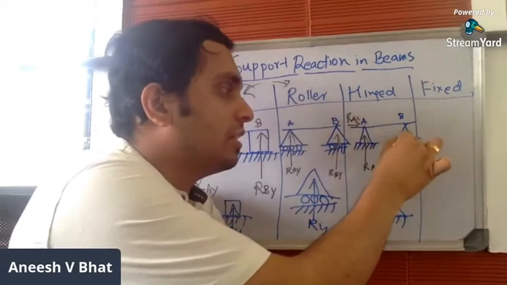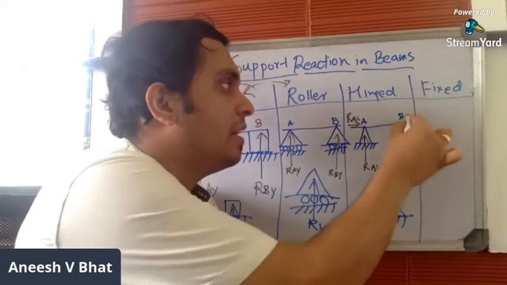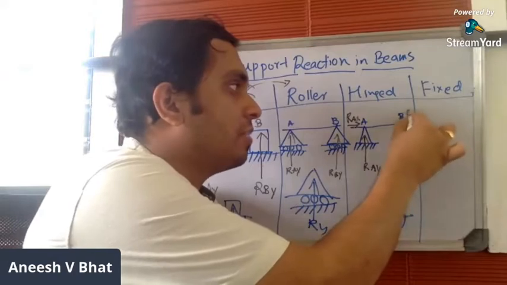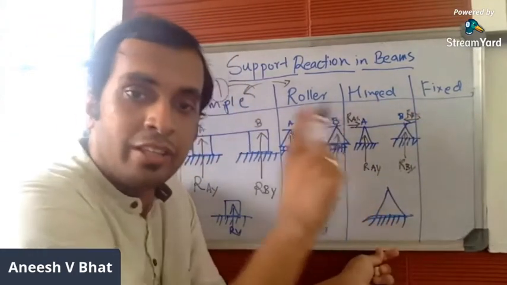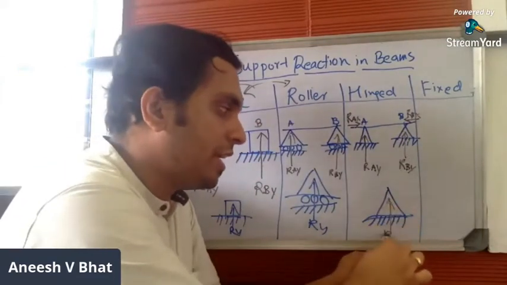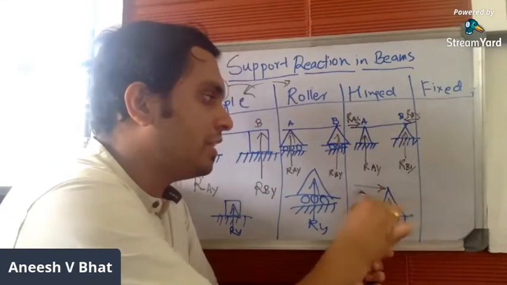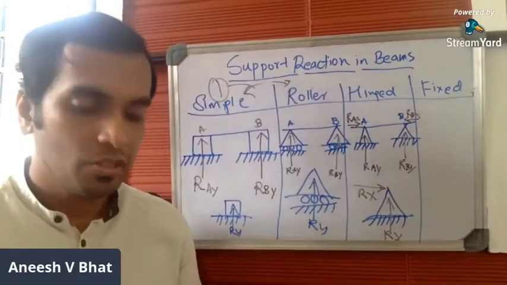Even here, this is the other support. One reaction in y direction, RBY, and the other reaction in x direction, RBX. Or basically, in one single hinge support, it offers two reactions: one in y direction, RY, and the other one in x direction, RX. So hope this is clear.